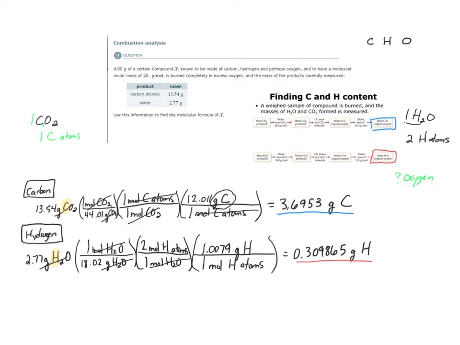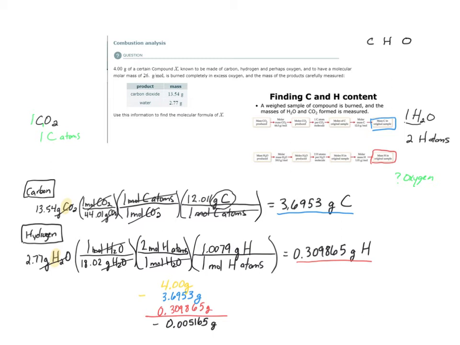Let's take the mass of the sample, 4.00 grams. Let's subtract from that the mass of the carbon. The mass of the carbon is 3.6953 grams, and the mass of the hydrogen is 0.309865 grams. Let's see what our leftover mass is. Our leftover mass is 0.005165 grams, and it was negative.